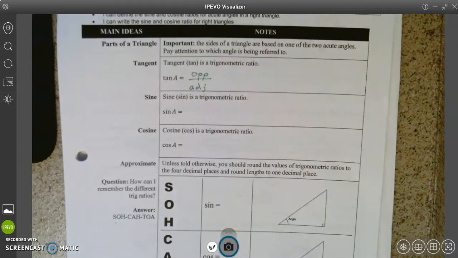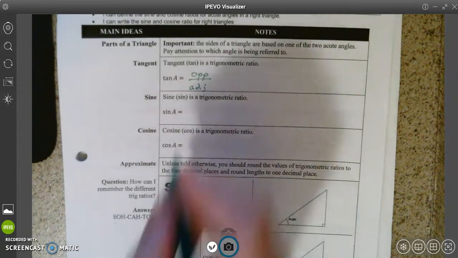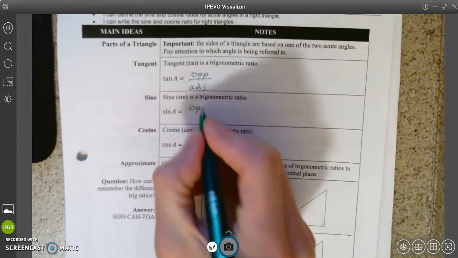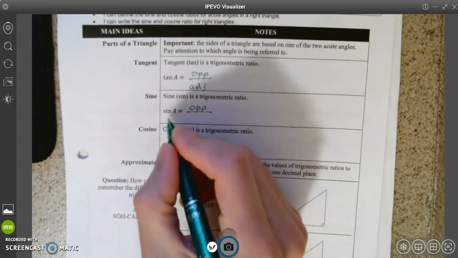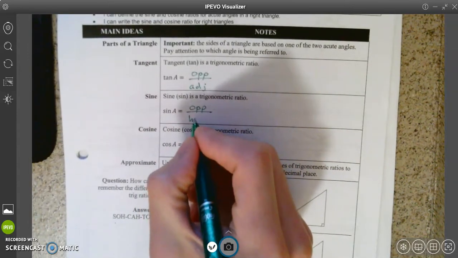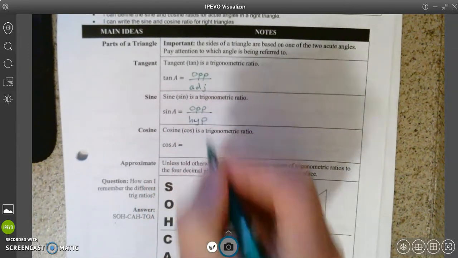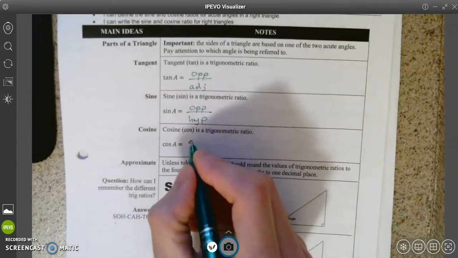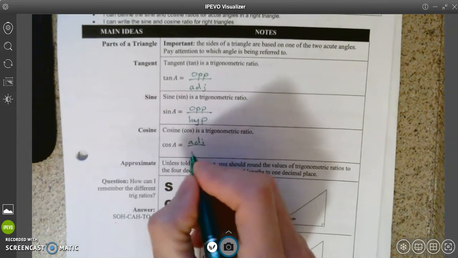So sine and cosine add a few different things. One of the things you notice is that we don't have the hypotenuse that we're talking about. The hypotenuse is the one right across from the right angle. Sine and cosine both use hypotenuse. Sine uses opposite over hypotenuse. So sine of angle A is equal to opposite over hypotenuse. And then cosine of angle A is adjacent over hypotenuse.